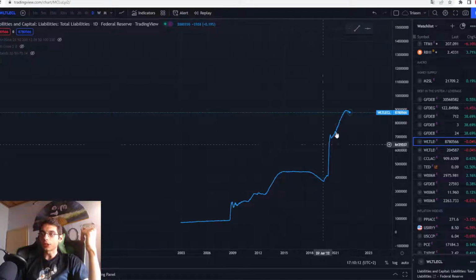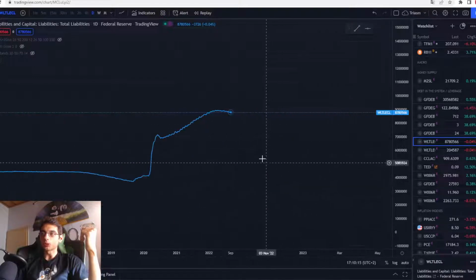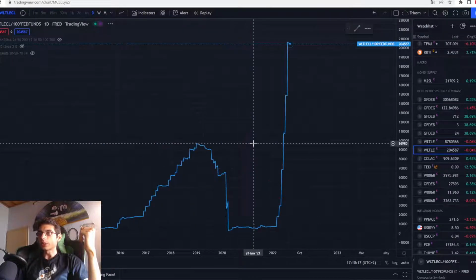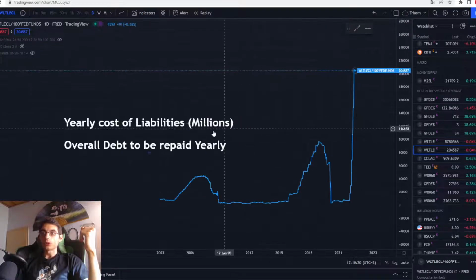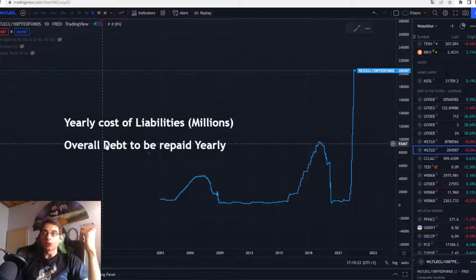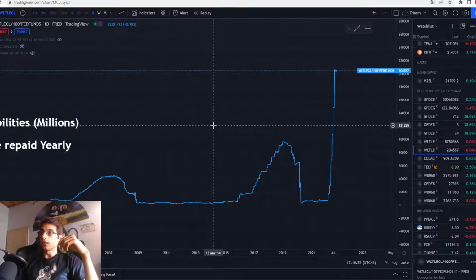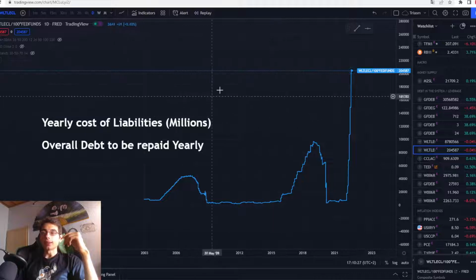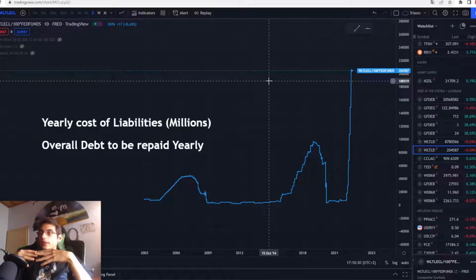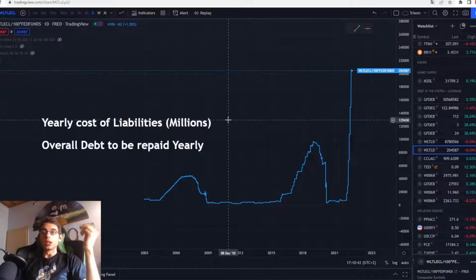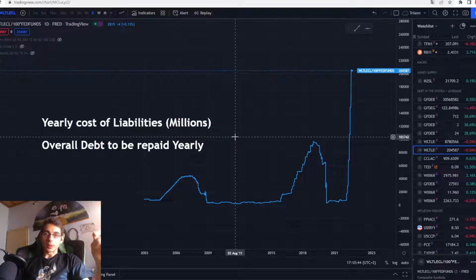And as you see right here, there is no stop to it. This is really bad. And the same goes for the yearly cost of liabilities, the overall debt to be repaid. It's a historical high, and the yearly cost of liabilities is just the amount in millions. So we have 204,000 millions, more or less 204 billion every year to be repaid on their debt, just to have these debts.